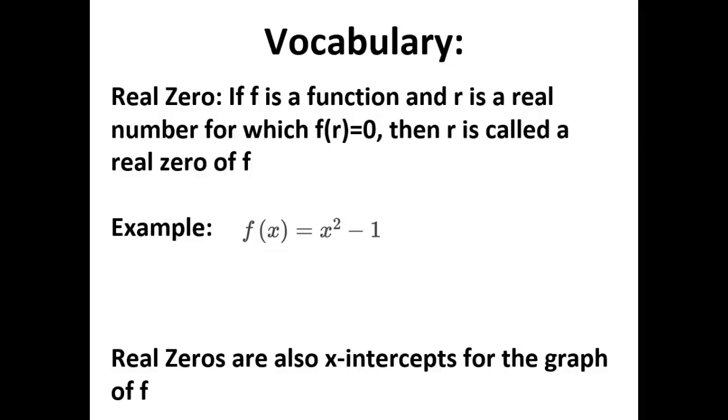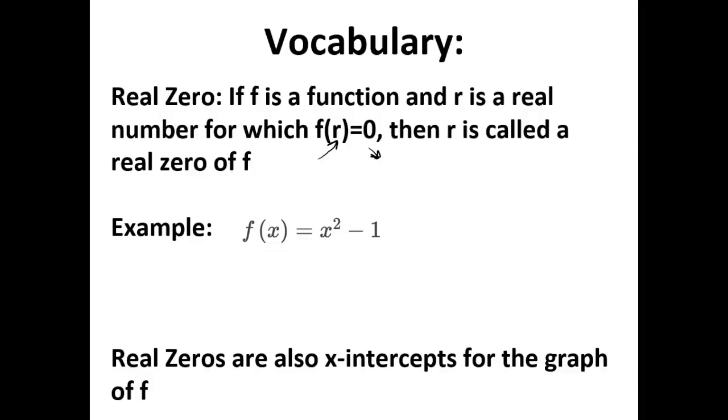More vocabulary yet. I promise there's an end to all the vocabulary. A real zero: if f is a function and r is a real number, when we put r in and get 0 out, then r is called a real zero of f. So if you put r in and get 0 out, it would be a real zero of f.